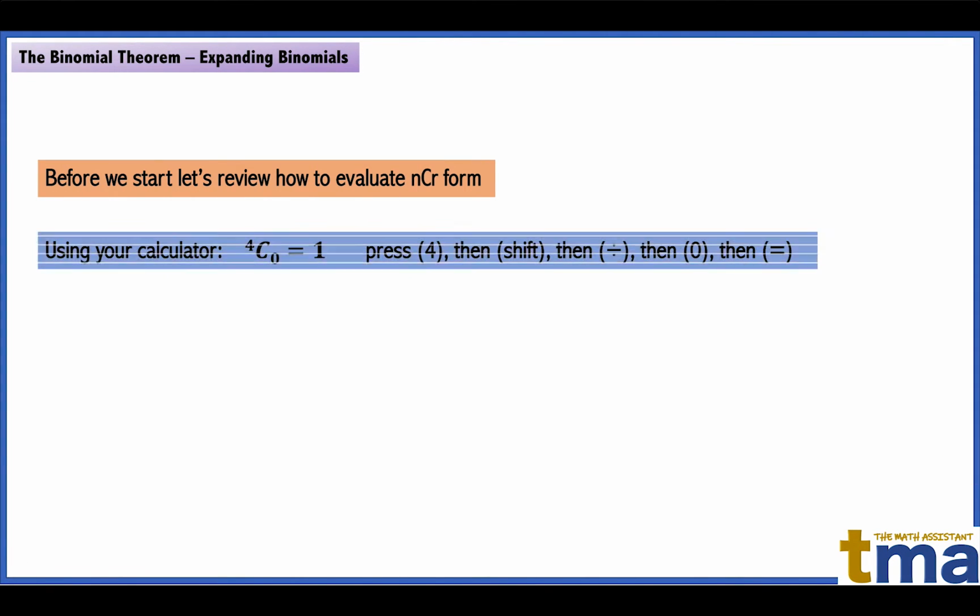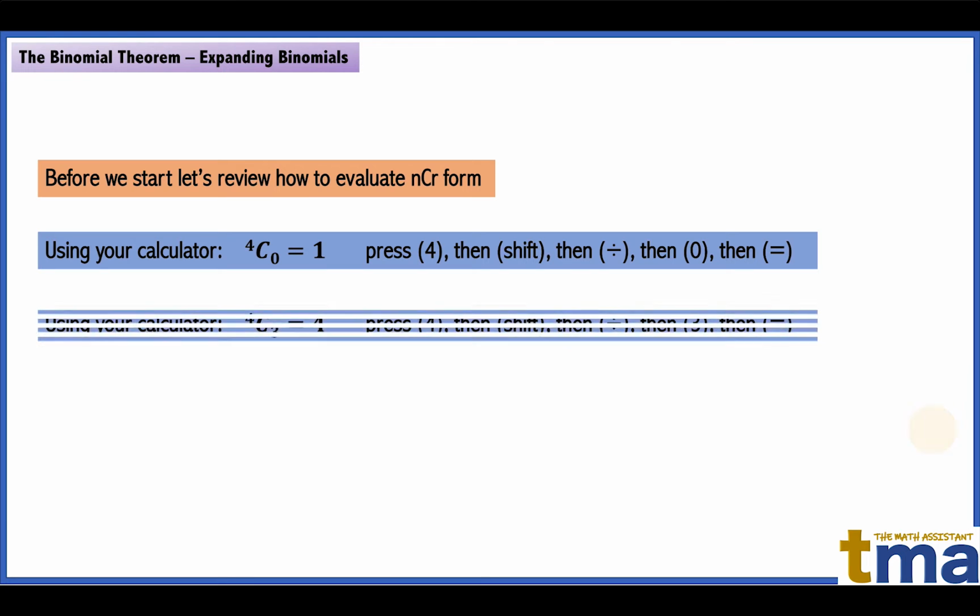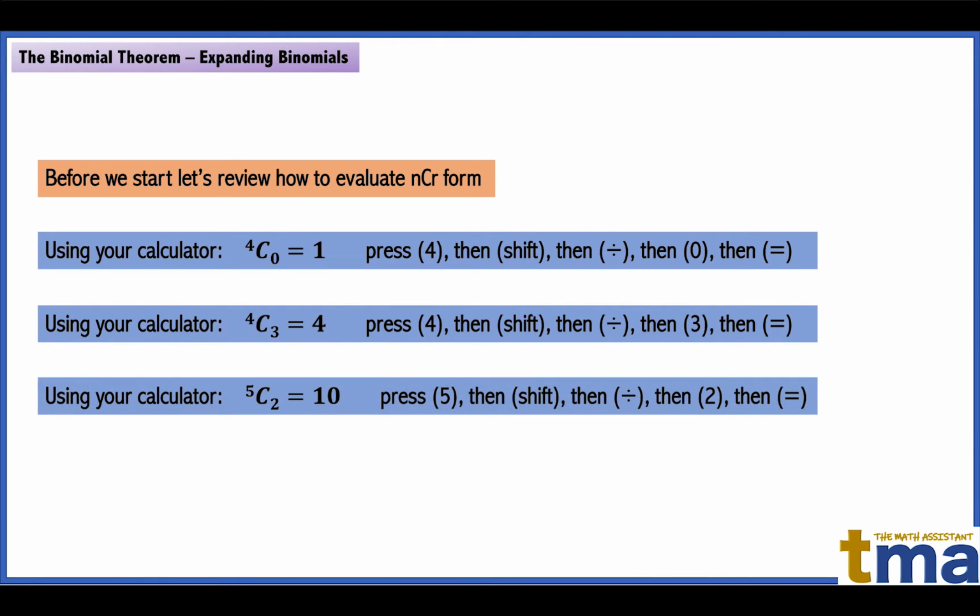For 4C0, for example, using your calculator, press 4, then shift, then the division button, then 0, then equal, which will give you 1. How about you pause the video and give it a try with 4C3 and 5C2, for example. Now, let's look at the binomial theorem.